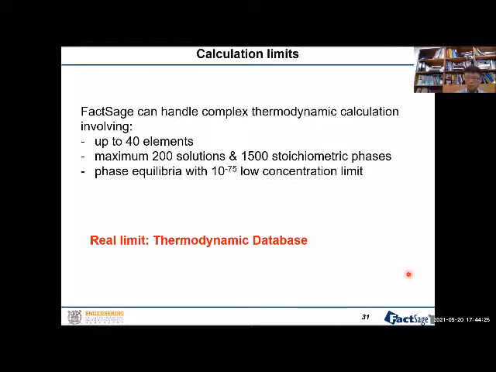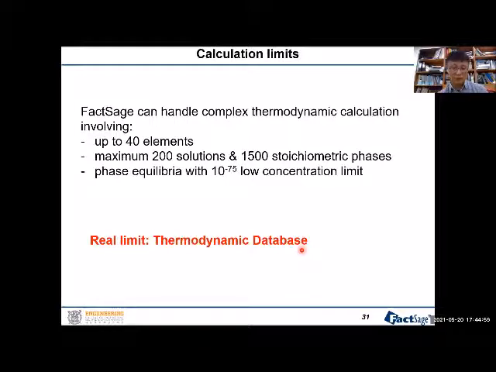Okay, then what's the limit of this kind of database? To say frankly, the thermodynamic database itself is the limit. We cannot build a huge database. In the periodic table, we have more than 100 elements, and if you consider all the binary, ternary, and quaternary combinations, there are millions of possible sets. So we cannot make a thermodynamic database covering all of these elements.